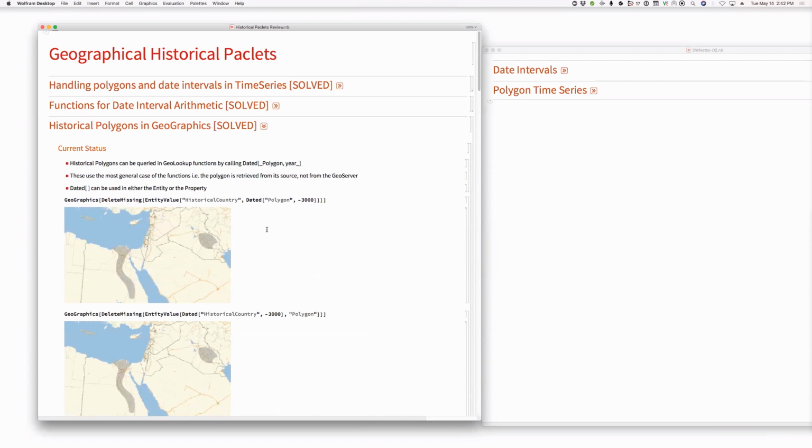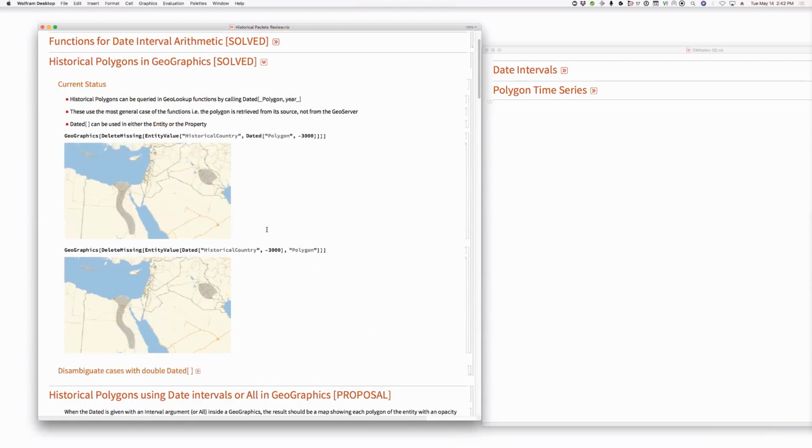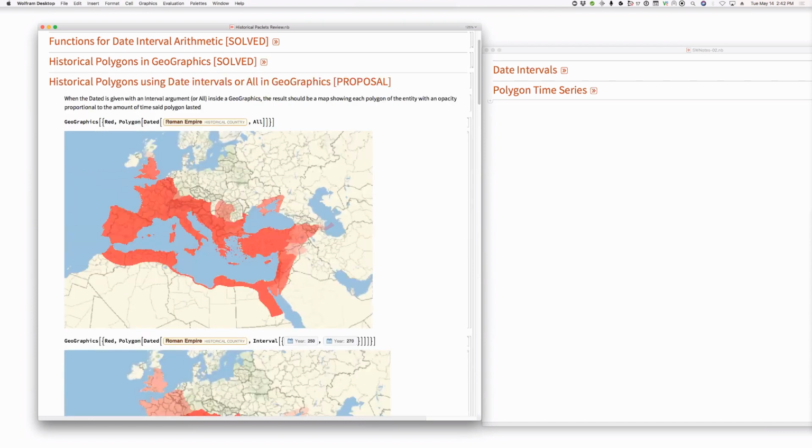Okay, what did we think we solved here? What did we do here? We decided to actually use the largest polygon for when you don't specify any date or something like that. Using date intervals are all in geographics. So this was the thing where we were going to use different opacity levels, correct? Right. Seems kind of cool.